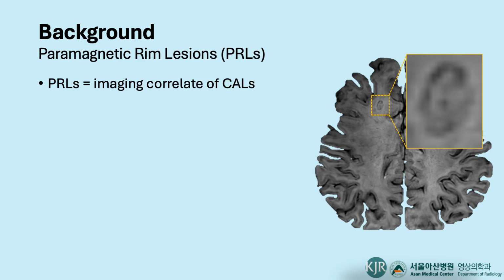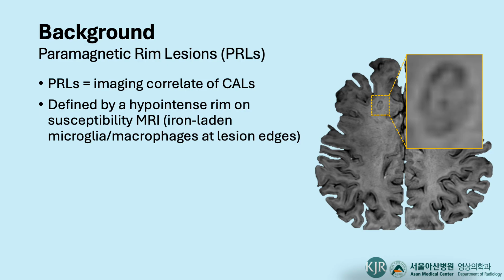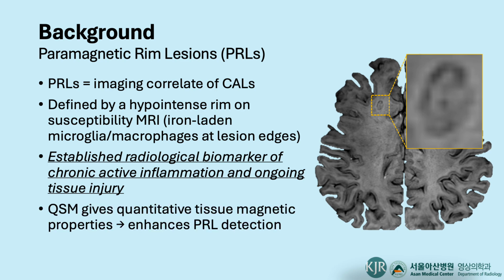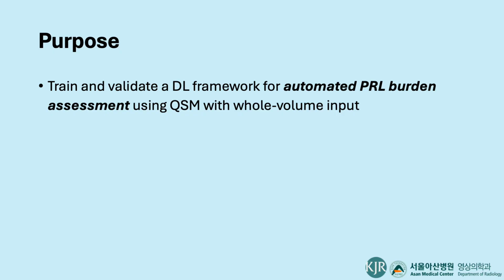On imaging, these chronic active lesions appear as paramagnetic rim lesions, or PRLs. A PRL is defined by a hypointense rim on susceptibility MRI, corresponding to iron-laden microglia and macrophages at the lesion edge. PRLs have become an established radiological biomarker of chronic active inflammation and ongoing tissue injury. QSM is particularly useful here because it provides a quantitative measure of tissue magnetic properties and enhances our ability to detect these rims. The problem is that identifying PRLs still relies largely on expert visual review, which is slow, variable between raters, and impractical at scale.